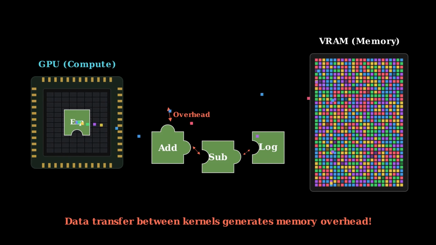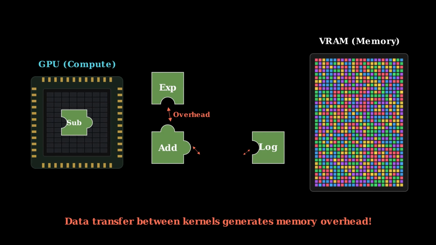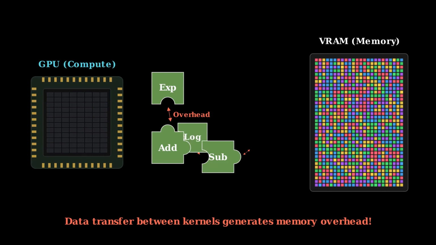Each one of these functions is a separate kernel running on the GPU, and none of them talk to each other directly. Every single kernel has to read its input data from the GPU's main memory, do its work, and then write its output all the way back out to the same memory before it's done.